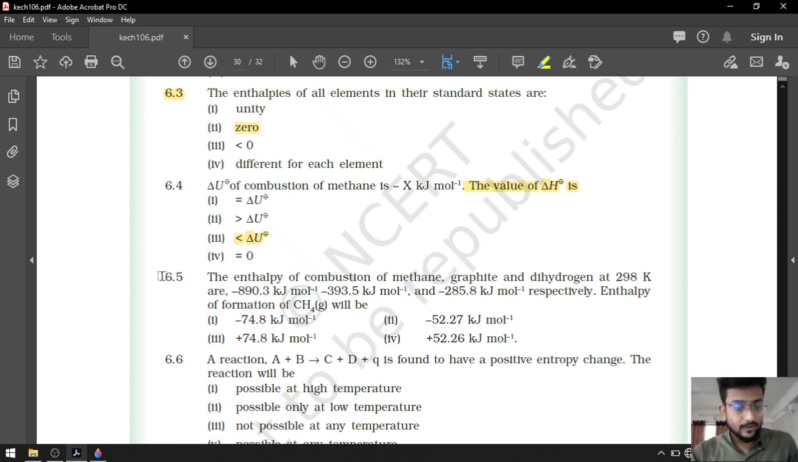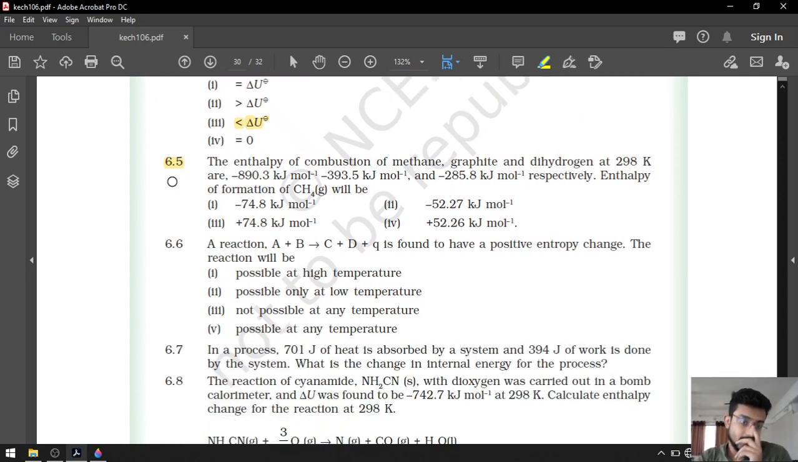Question number 6.5 will be solved in the next lecture because it is lengthy and we are nearly completing our lecture. So 6.5 will be solved in the next lecture. Now 6.6.